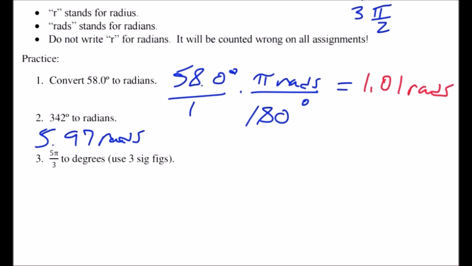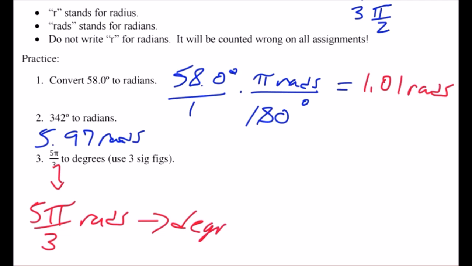Excellent. All right, and then the last one is going the other direction, and I just noticed a typo. This should say 5 pi thirds radians into degrees. Okay, so change that into degrees.